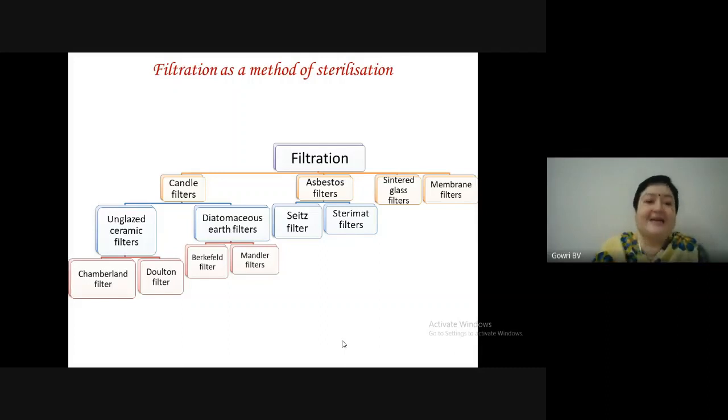The unglazed ceramic filters may either be Chamberlain filter or Dalton filter. Diatomaceous earth filters may be Berkefeld filters or Mandler filters. Among asbestos filters, we have Seitz filter and Sterimat filters. So these are the different filters which are used for filtration as a method of physical sterilization that we are going to go across.